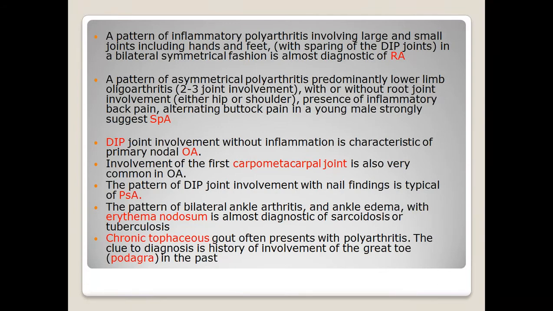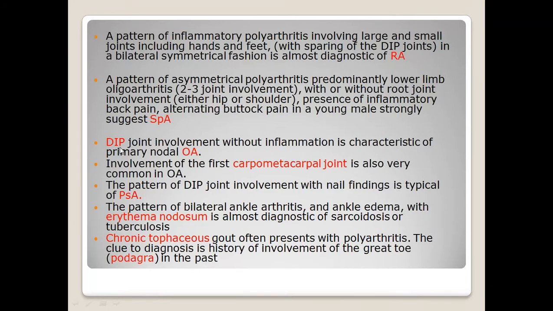Whereas the pattern of asymmetrical polyarthritis, predominantly lower limb oligoarthritis, with or without root joint involvement, presence of inflammatory back pain, and alternating buttock pain in young males strongly suggests spondyloarthropathy, that is mostly ankylosing spondylitis. This is a classical condition of ankylosing spondylitis where you can see asymmetrical polyarthritis with presence of inflammatory back pain and alternating buttock pain in a young male, mostly seen in the second decade, between 20 to 25 years. So that is spondyloarthropathies, which most commonly leads to ankylosing spondylitis.